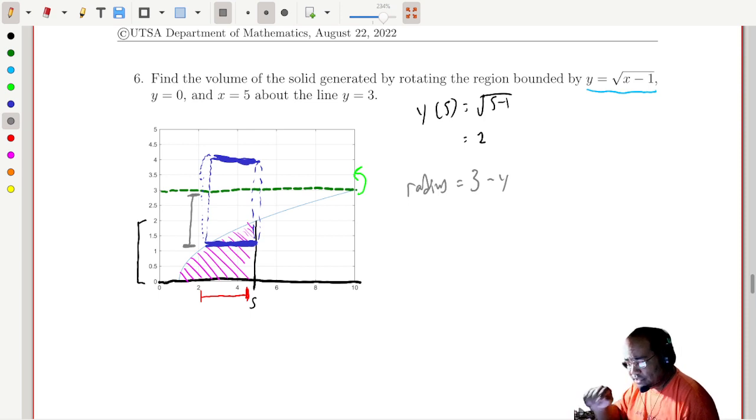Now, does that make sense? Think about the strip at y equals 2. That's 1 unit away from the axis of rotation. 3 minus 2 is 1. At 0, 3 minus 0 is 3. That makes sense, right? What about the shell height?